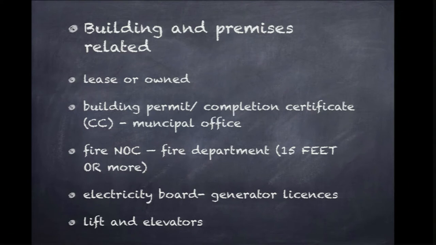Okay. Fire NOC is important if your building is very high, I mean, more than 15 feet. Then you need to take a fire NOC. And electrical board: if you're having a generator of more than 15 kV, then you need to take permission from your electrical board to keep a generator in your premises. Then you should have a contract for your lift, elevator, and licenses and MOU signed with all these people. Okay, these are building-related problems, and these are a few things which you need to chalk down before starting your practice.